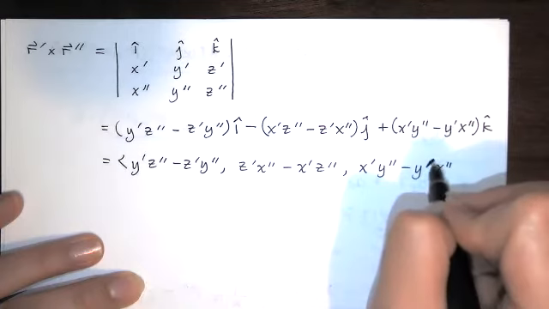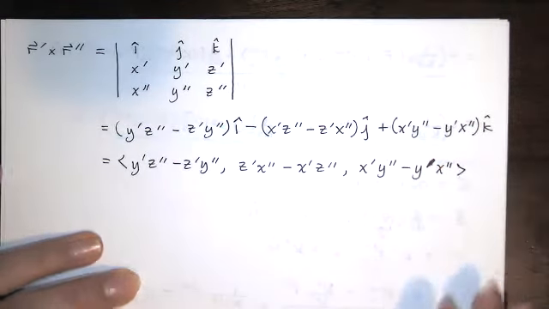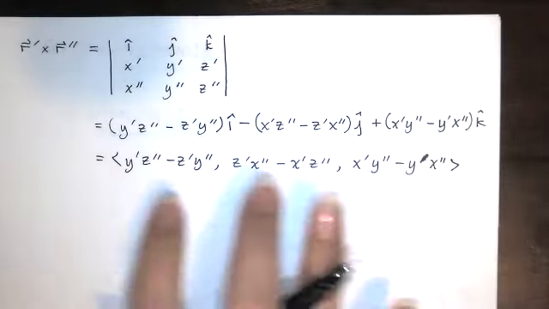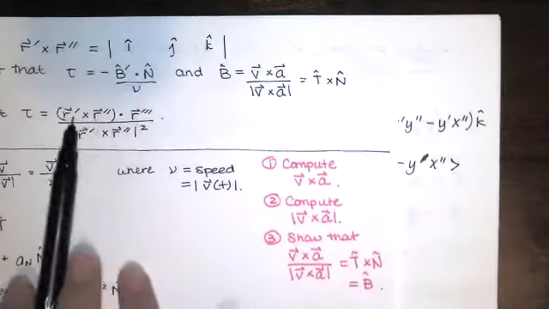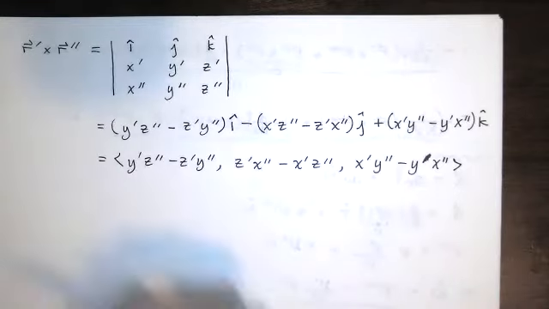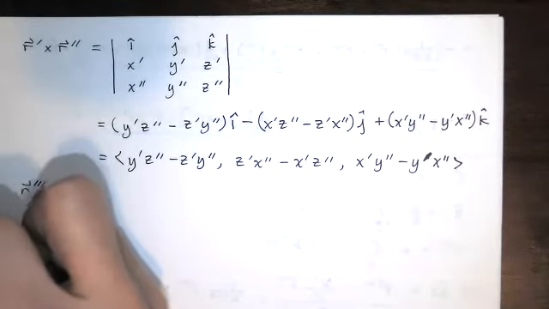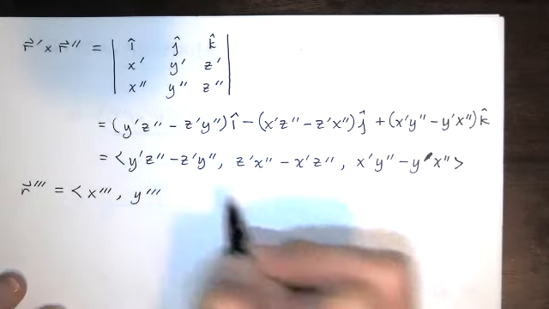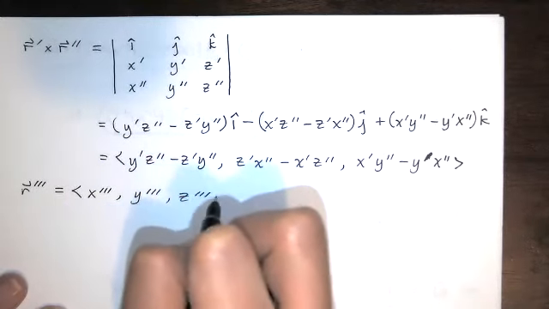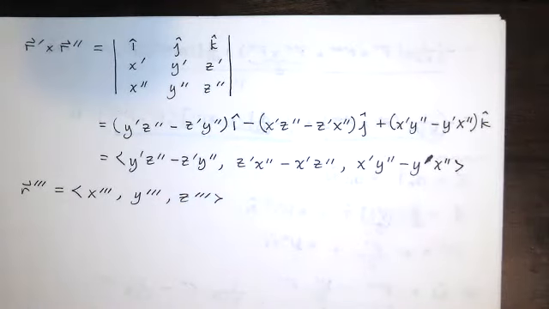Oops, that should be a single prime, not a double prime. Gotta be really careful about that stuff when you're doing these derivations. Okay, so that's r prime crossed with r double prime, and I want to take the dot product of that with r triple prime. Well, r triple prime is just a vector with x triple prime, y triple prime, and z triple prime as its components.